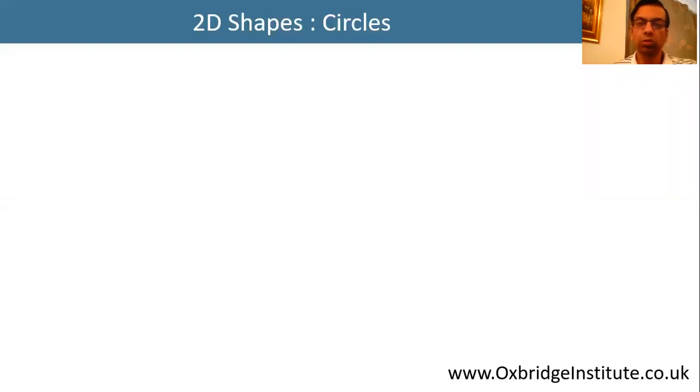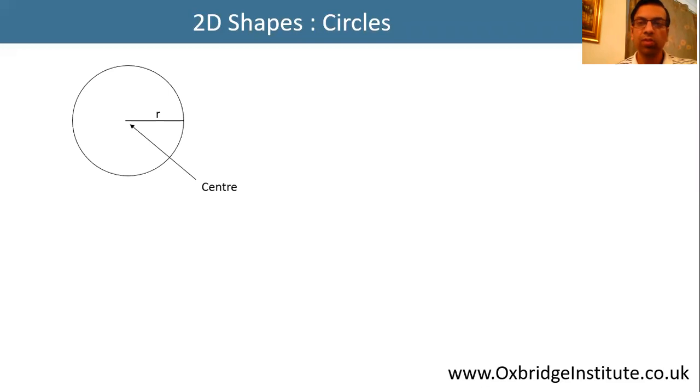The first 2D shape we are going to discuss is the circle. Let's continue our discussion with 2D shapes. The first shape we have is a circle. A circle has a center and a radius.